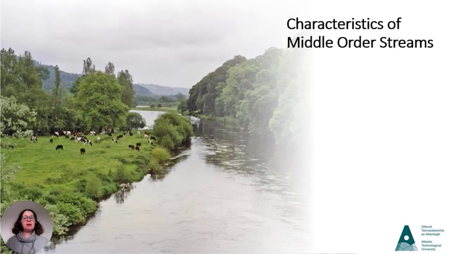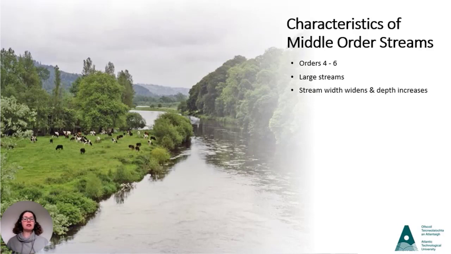So when we move to middle order streams, we typically tend to be lower down in our catchment. But what are the characteristics to look out for? Here we're expecting streams to have an order of 4 to 6. This means that they are getting much, much bigger in terms of their width and also in terms of their depth. So they tend to be wider and deeper.